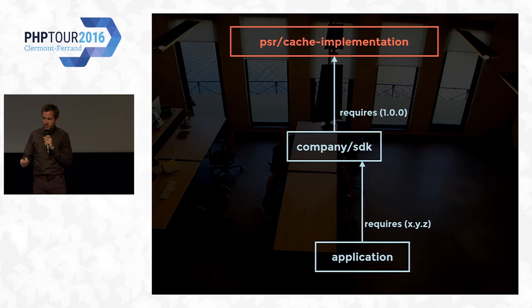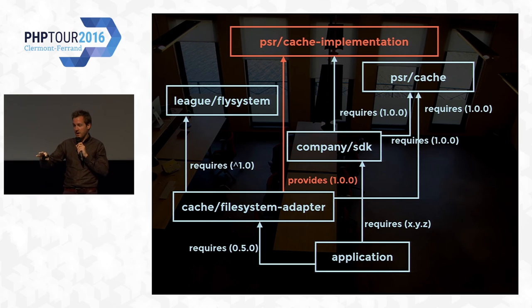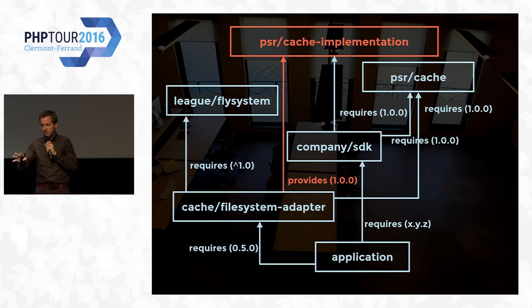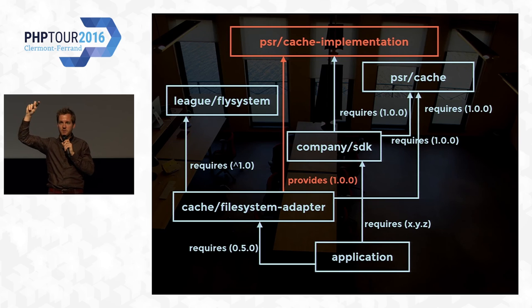So if someone with an application wants to use your SDK, they are going to require the company/SDK package. Composer will say, oh, wait, I can't install this because company/SDK requires this virtual package. So what you have to do is also install cache/file system adapter or whatever implementation is out there, which will say, I provide this, so you can actually install company/SDK as well. This is a quite complex graph, but note that all the arrows go upwards. This means that the most top-level package, the package at the top, is the most stable of all. A virtual package is super stable. It will never have a new major version.